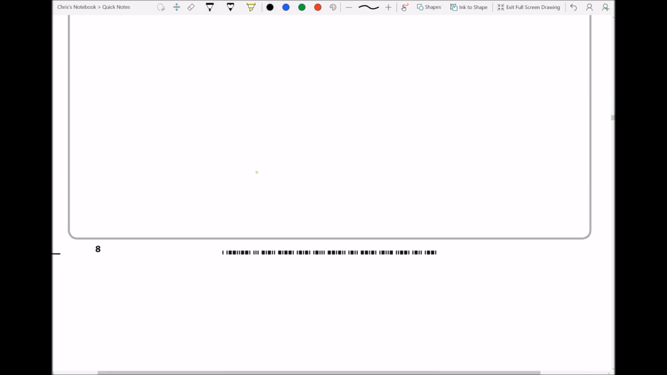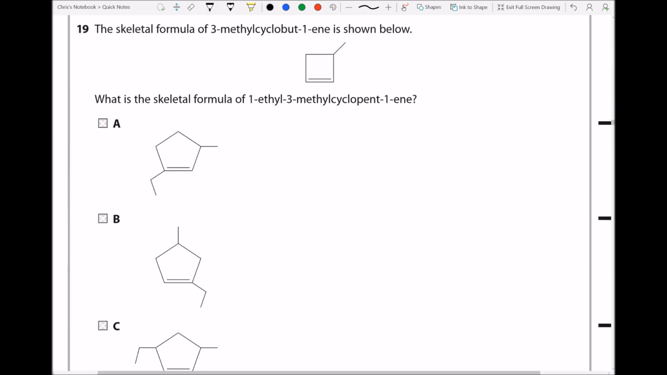Okie doke. Right, on to question 19. So question 19, the skeletal formula for 3-methyl-cyclobut-1-ene, it's a bit of a mouthful, is shown below. You can see it there. So what is the skeletal formula of 1-ethyl-3-methyl-cyclopent-1-ene? Okay, so let's have a look at A first.